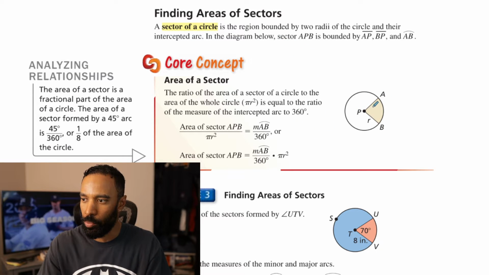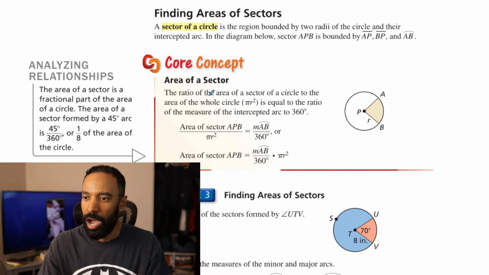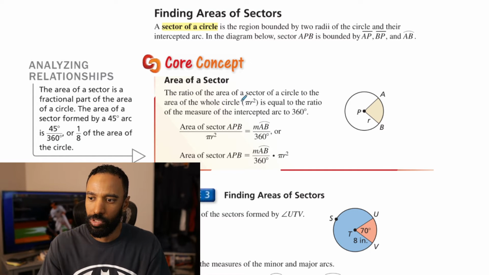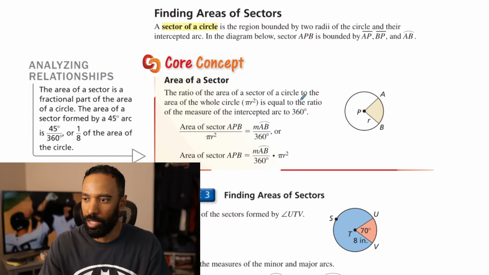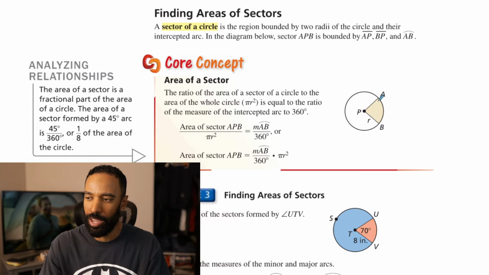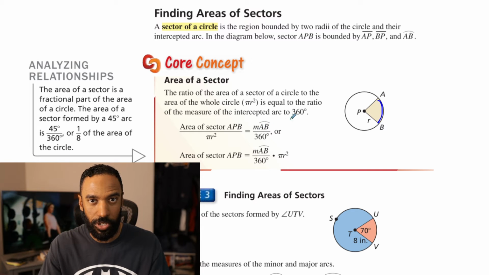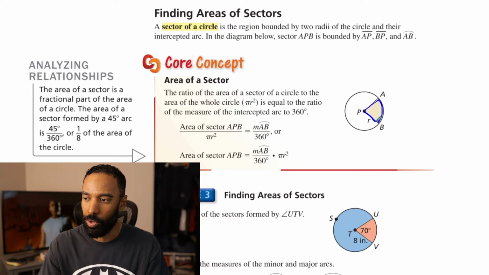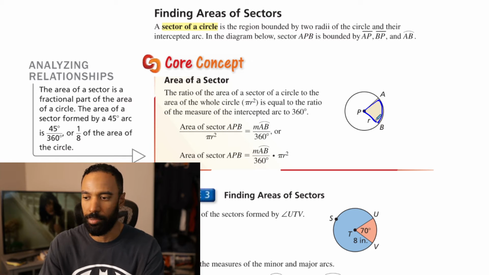In the diagram below, we see that sector. The ratio of the area of a sector to the area of the whole circle is equal to the ratio of the measure of the intercepted arc to 360. So once again, whatever your intercepted arc's measure is out of 360, let's say it's 90 degrees, a quarter of the circle, then this area is a quarter of the circle's area. That's how it works. We set up that proportion.